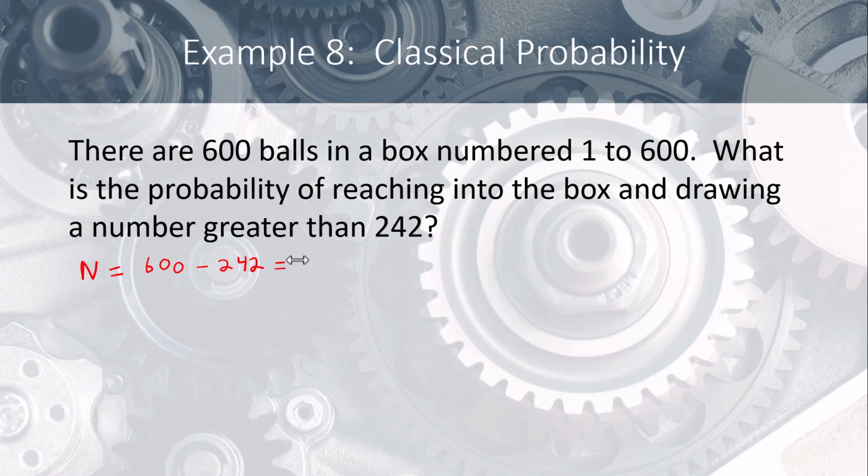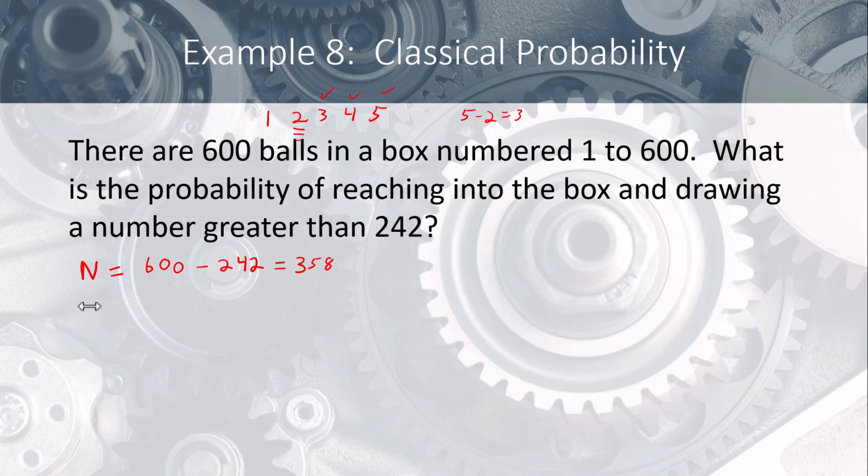Now, how do I know that's actually the case? Well, let's just do a smaller case. Let's suppose I have a collection of balls that are numbered between 1 and 5. 1, 2, 3, 4, 5. And let's just ask the question, how many balls numbered between 1 and 5 are greater than 2? Well, there's 3, there's 4, there's 5. There are 3 balls that are greater than 2. And of course, how else can we find that? 5 minus 2 is equal to 3. Extending that logic to here, 600 minus 242 will give us 358. So it turns out n is 358.